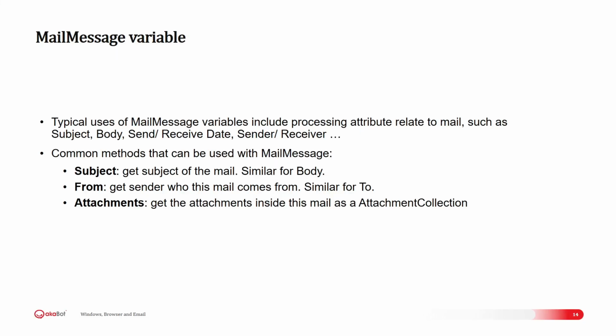Mail activities work with the variable type mail message, which stores one email item retrieved from the email client. Mail message variables are mainly used when processing attributes related to mail, such as subject, body, send or receive date, sender, receiver, etc. Common methods that can be used with mail message can be seen on the screen.